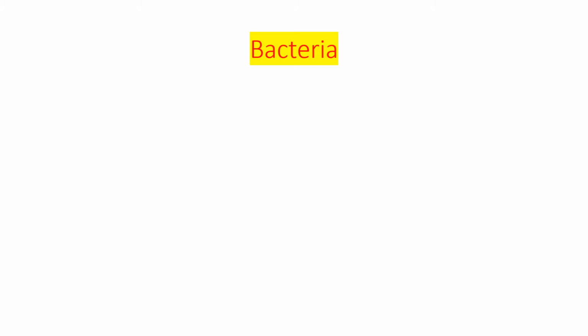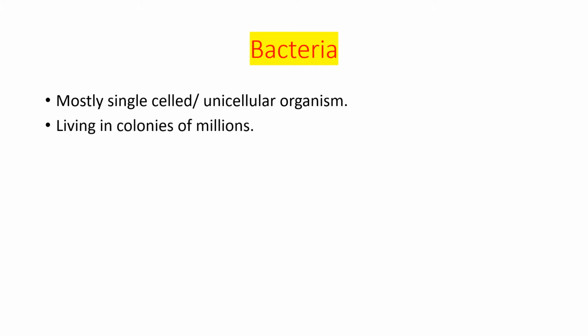The first one is bacteria. Bacteria are mostly single-celled or unicellular organisms. Cell, as you all know, is the basic unit of life. We human beings are also made up of cells, but we are multicellular and well-developed organisms. When compared to us, bacteria are made up of only one single cell. Otherwise, they are unicellular. And they are not able to live independently. They live in colonies, and each colony contains millions of cells. An example is Escherichia coli or E. coli.